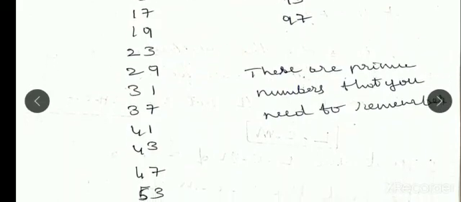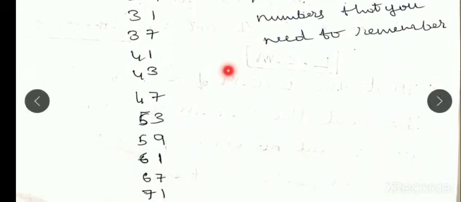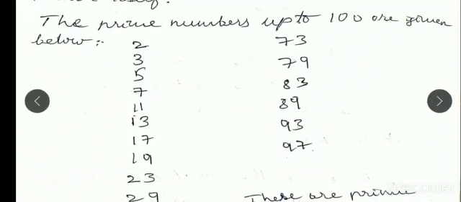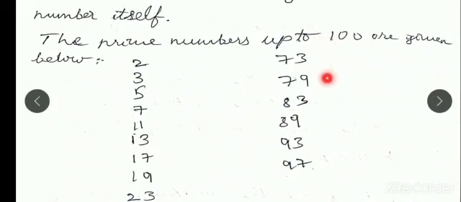2, 3, 5, 7, 11, 13, 17, 19, 23, 29, 31, 37, 41, 43, 47, 53, 59, 61, 67, 71, 73, 79, 83, 89 and 97. These are all the different prime numbers up to 100.